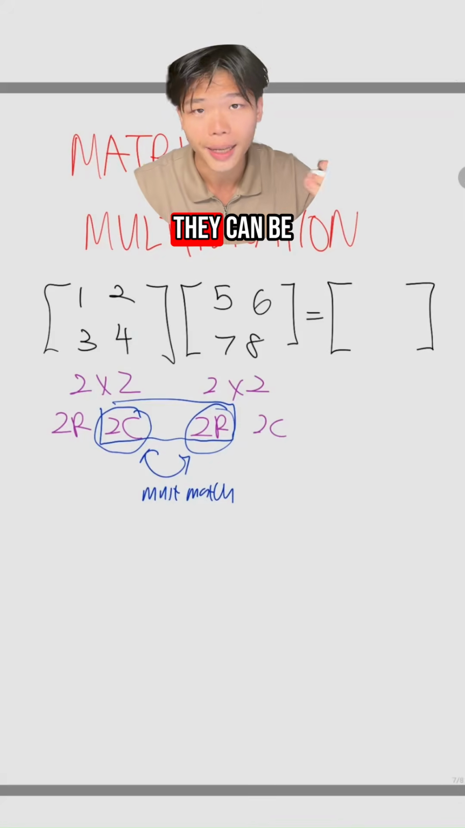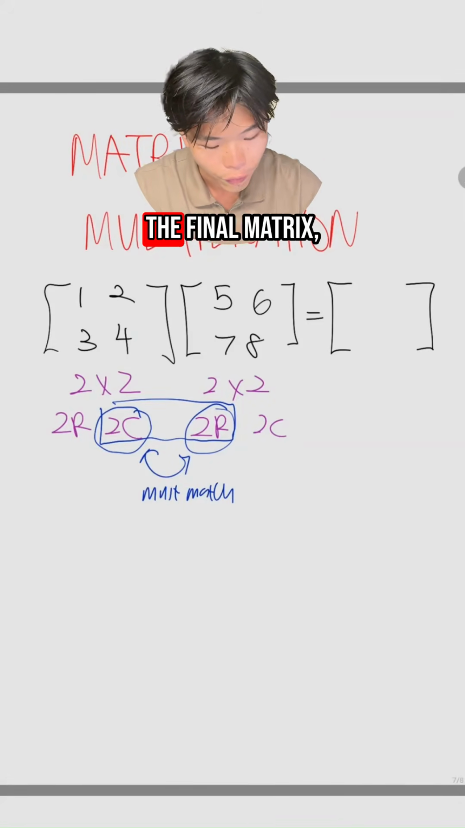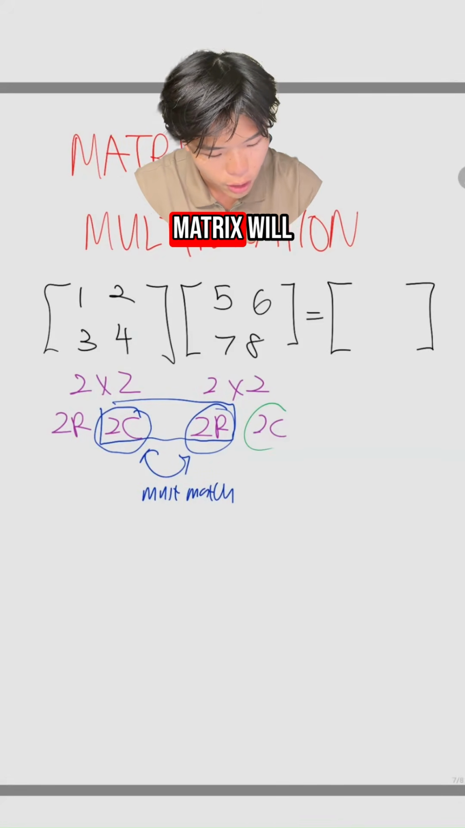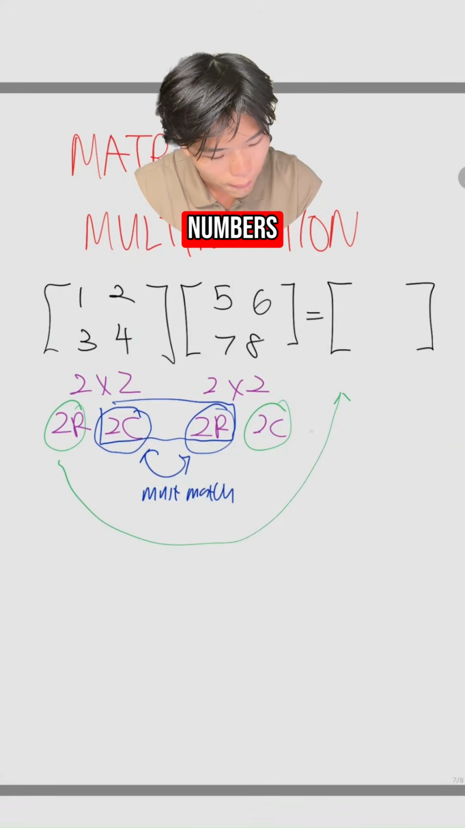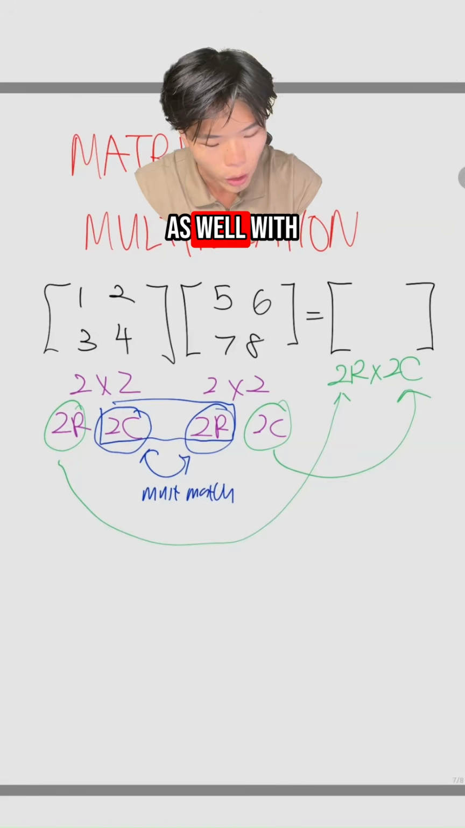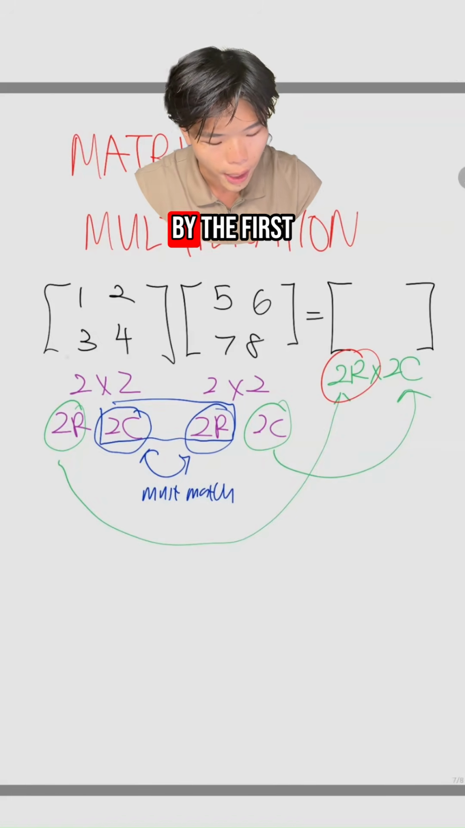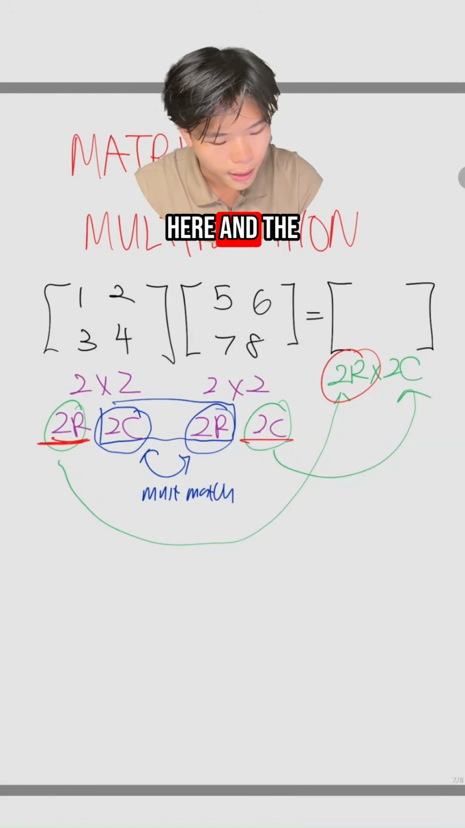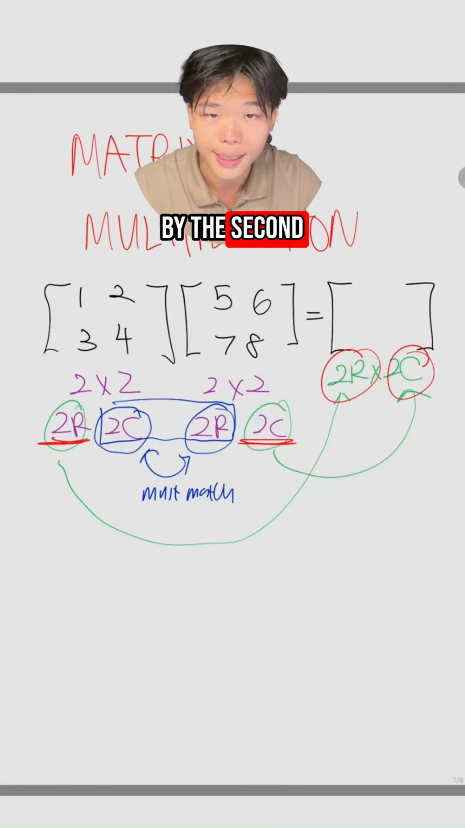And therefore we know that they can be multiplied to each other, and therefore the order of the final matrix will be determined by these two numbers over here. So the final order will be 2 rows and 2 columns as well, with the rows being contributed by the first matrix over here and the columns being contributed by the second matrix over there.